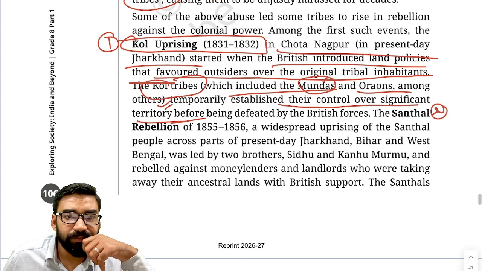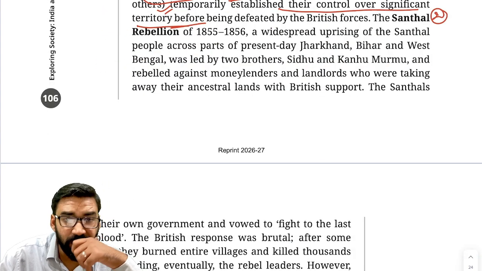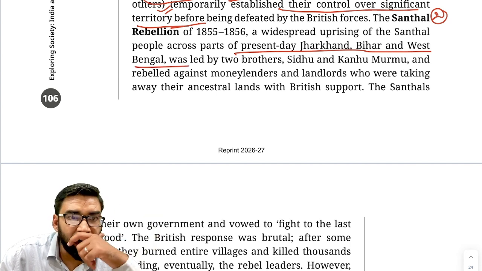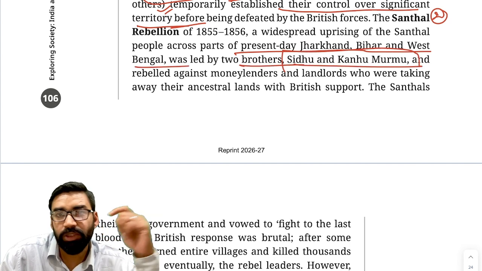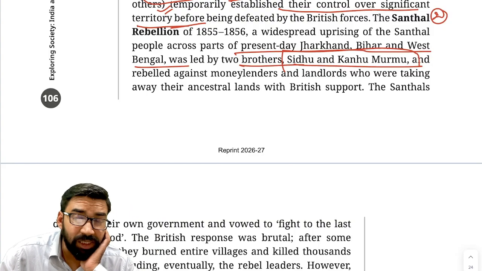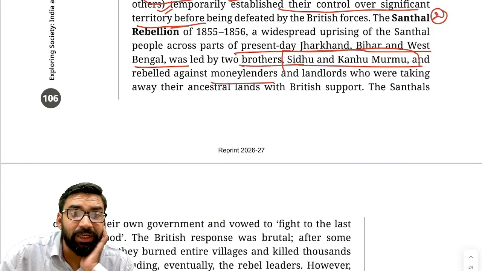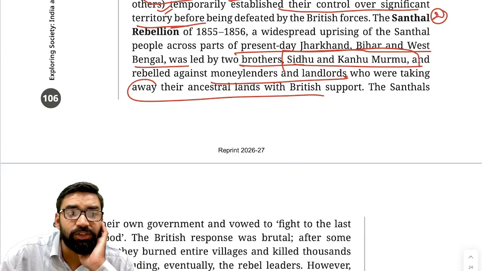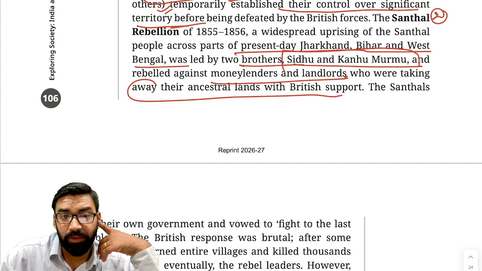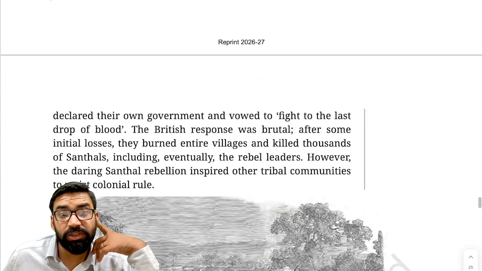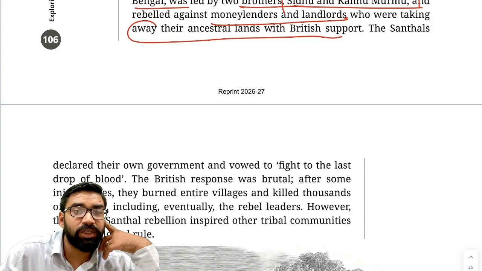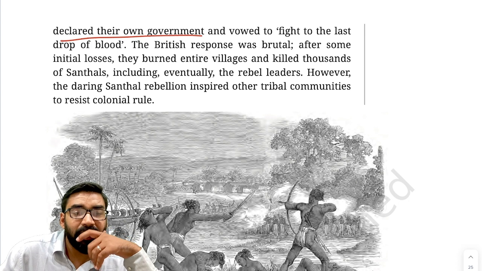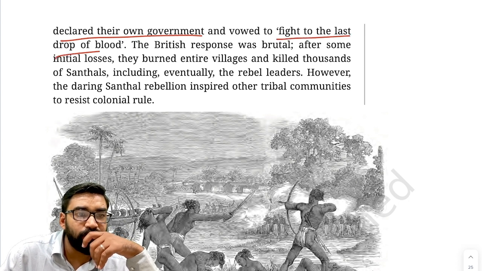Second, Santhal rebellion. Okay, now Santhal rebellion, what was the issue here? Santhal, present day Jharkhand region, Bihar, West Bengal. This uprising was led by two brothers, Sidhu and Kanhu Murmu. In the Santhal uprising, they rebelled against the money lenders and landlords. Now, these money lenders and landlords were taking the ancestral lands of tribal people. Clear? So, in this scenario, Santhals declared their own government, and they promised to fight against the British rule to the last drop of blood.